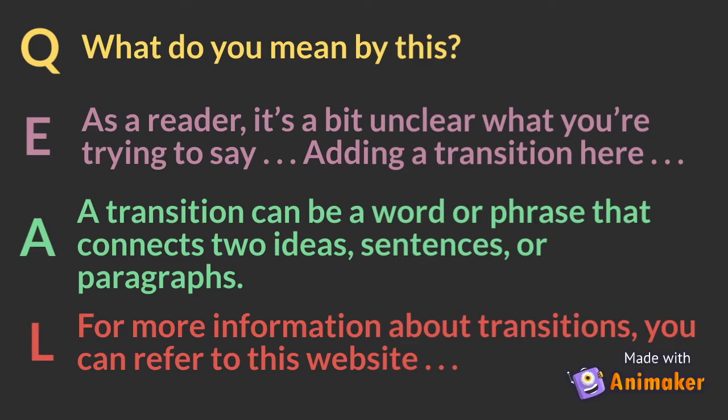Here's Harriet's complete comment using the QEAL method. Question: What do you mean by this? Explain: As a reader, it's a bit unclear what you're trying to say. Your previous sentence argues that sharks are important for the ecosystem, and then you say sharks have been negatively portrayed in the media. Adding a transition here will help with the flow of your argument and your paper. Anticipate: A transition can be a word or phrase that connects two ideas, sentences, or paragraphs. Link: For more information about transitions, you can refer to this website.